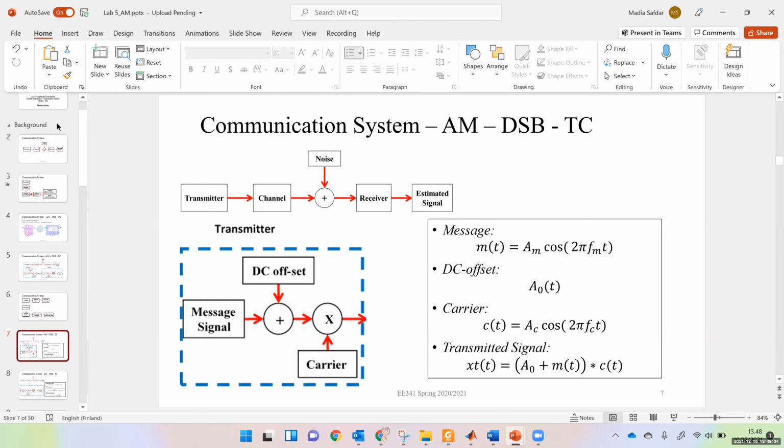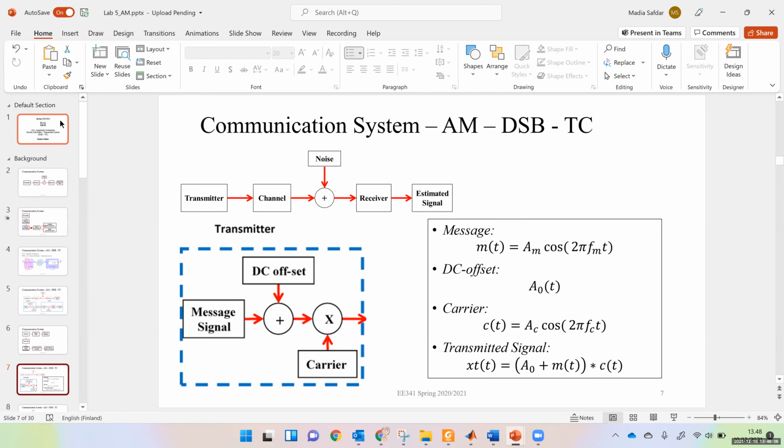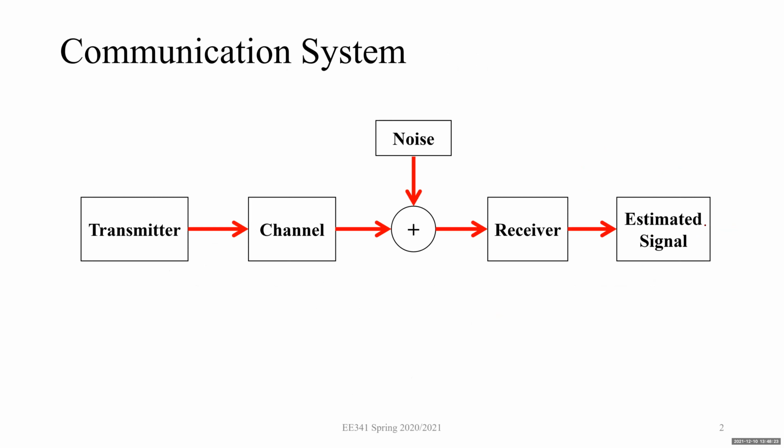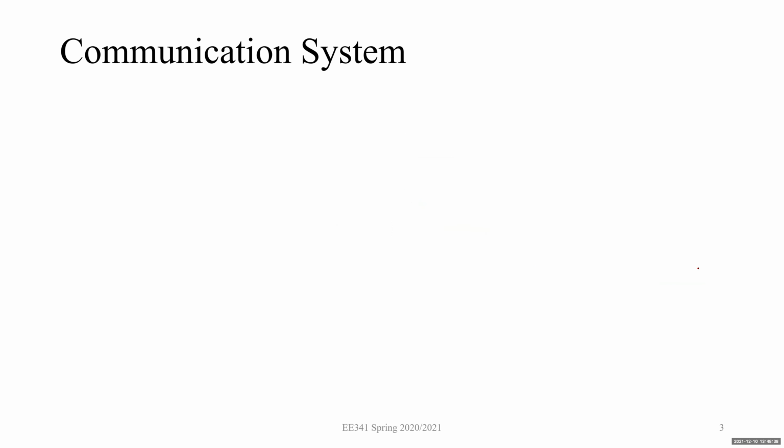Lab number 5. This is related to the double sideband transmitted carrier. Before, the carrier was suppressed, but now the carrier will be there between the two bands. Okay, so this is also amplitude modulation. What we have is a transmitter, we pass the signal through the channel, adding noise, and at the receiver we do some manipulation with the carrier, and then passing through the low pass filter, we get our estimated signal.